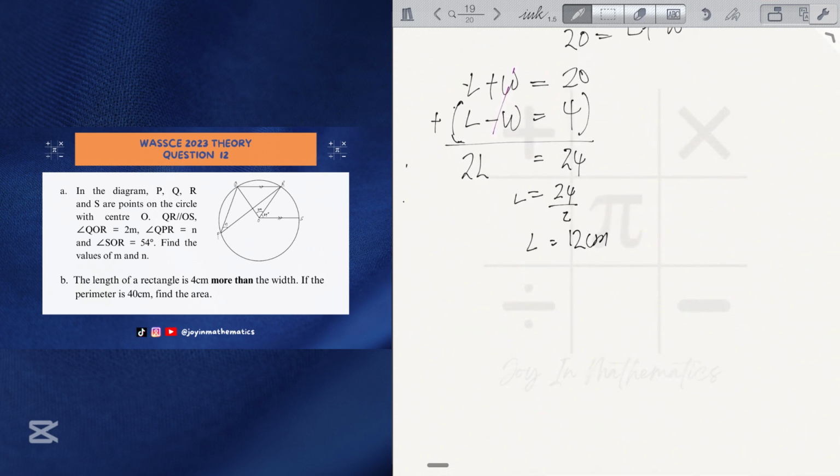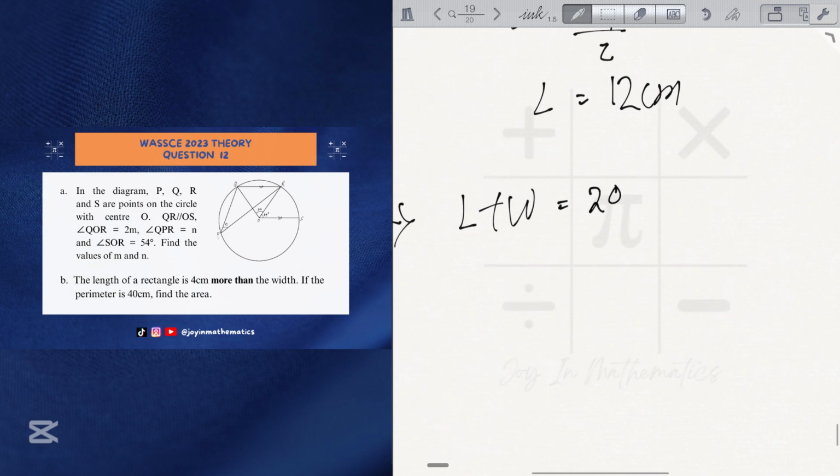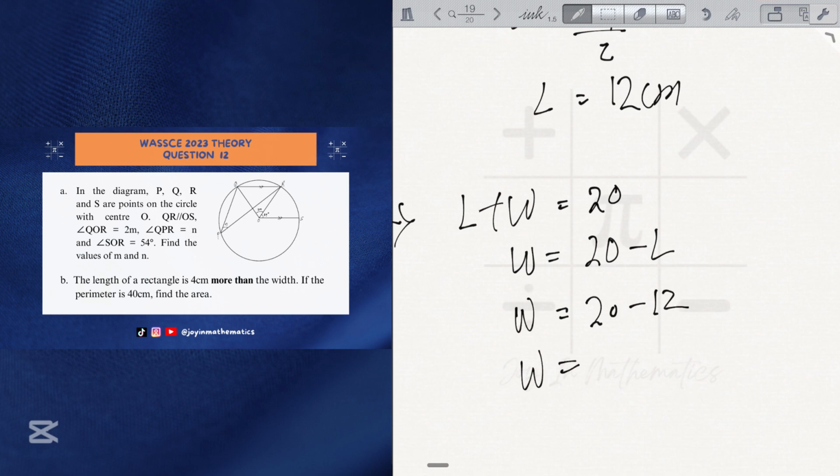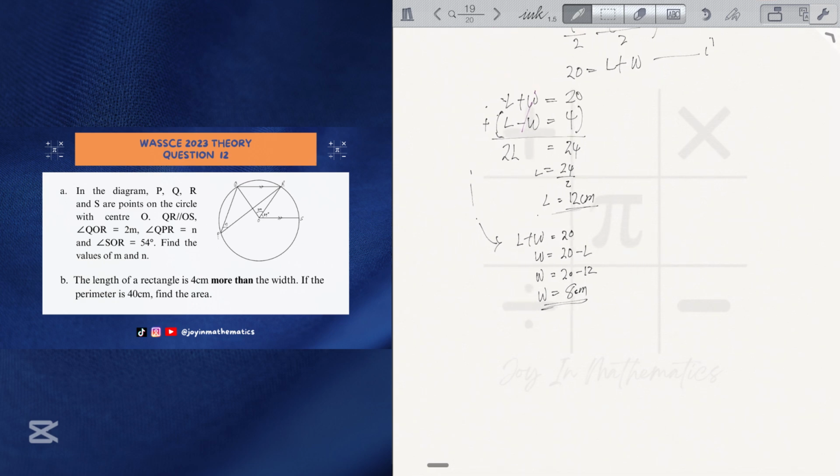So we can go now from equation 1, that L plus W is equal to 20, and in view of that, let's find W. W will be equal to 20 minus L. So that is 20 minus 12, and W will be equal to 8 centimeters. Now we have found length to be 12 centimeters and width to be equal to 8 centimeters.